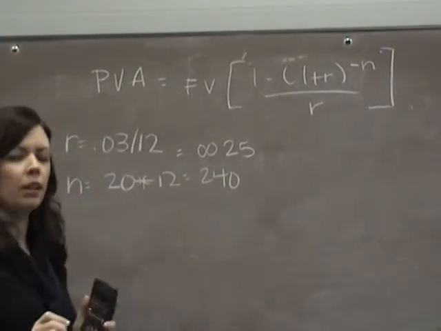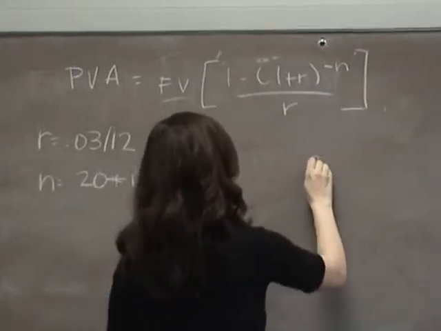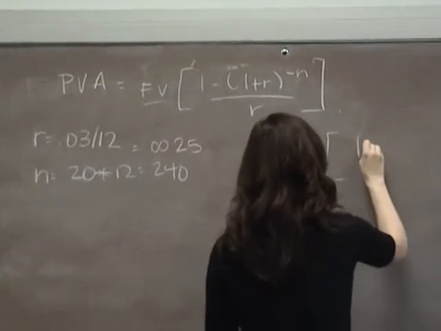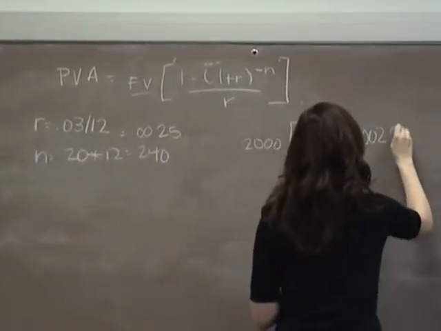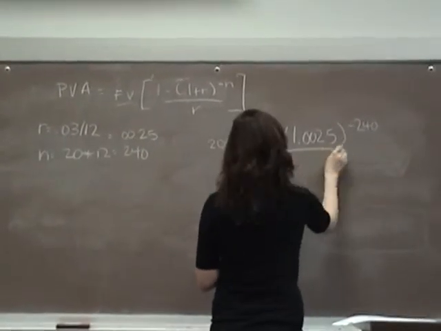So let's go ahead and put it in our equation. Our FV, the amount we're going to have in the future, is $2,000. How much we get every single month. Yes, that is negative.